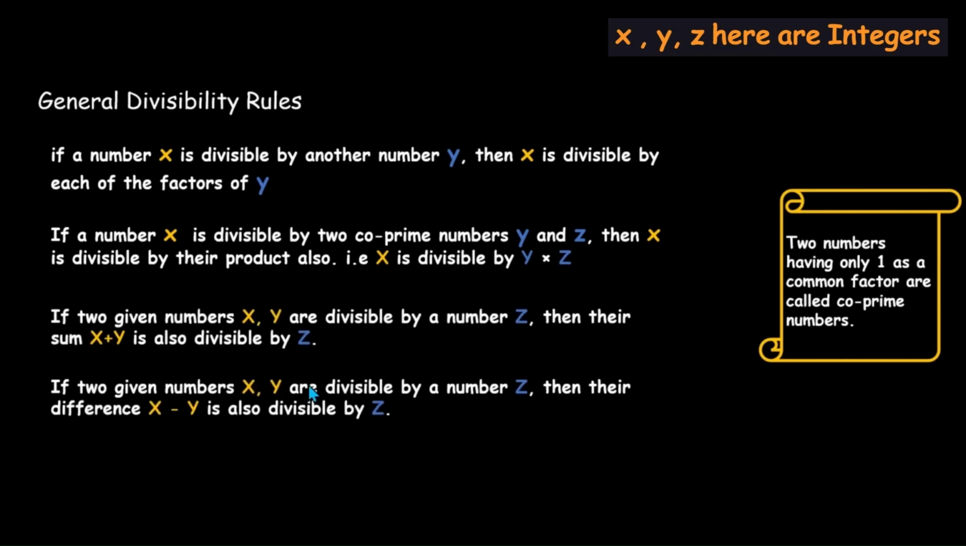These two rules are related. What they say is that if two given numbers x and y are both divisible by a number z, then their sum x plus y as well as the difference x minus y is also divisible by z. Let's see all these rules with a few examples now.